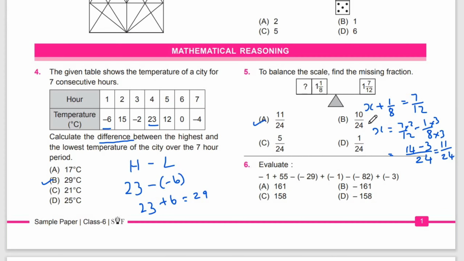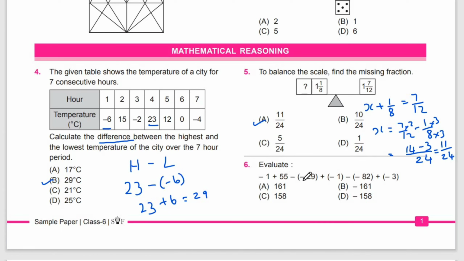Is that clear? We've not taken the whole number because 1 and 1 have already been balanced. So pretty easy. You just take the fractions, compare them and do it. Clear with this? It's very simple. To look at, it is a little tricky, but it is very simple when you solve it. So now let's do the next question.